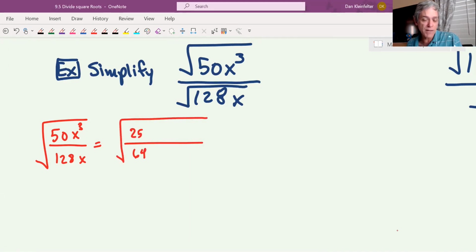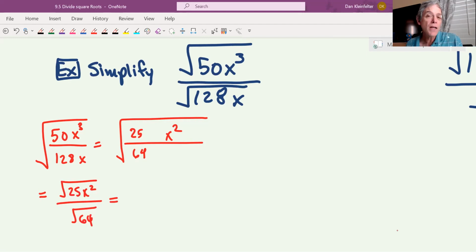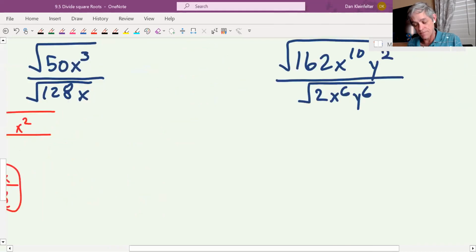x cubed over x will give us an x squared in the numerator. Now we can separate that back into two roots. That will be the square root of 25x squared in the top and the square root of 64 in the bottom. The square root of 25x squared will be 5x, and the square root of 64 is 8. So we'll end up with 5x on 8. Okay, so that's pretty fun.